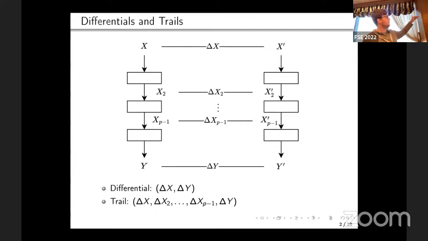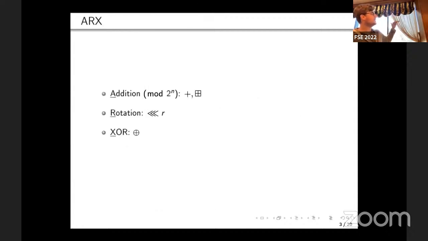And typically what we'll do is we want to look at differences in the middle so that we can get a good estimate of what the probability would be to go from a certain input to a certain output. Now, we're not going to look at a full cipher. We're actually only going to look at one operation, one XOR operation. So it's going to be much, much simpler because we're going to look at addition, rotation, XOR type constructions. The XOR is the one we're going to analyze with differences that are additive.